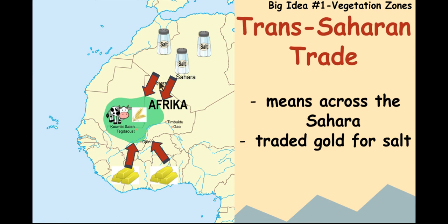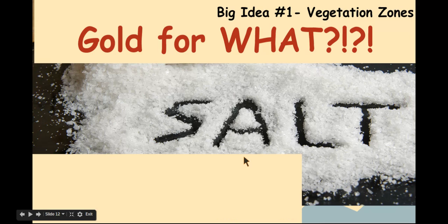Okay, so again, you could see here you've got the salt in the Sahara and the gold in the rainforest, and the trade that started to develop was known as the Trans-Saharan trade. Trans-Saharan literally means across the Sahara. So traders would cross the Sahara Desert into this region in the savanna to trade their salt for gold. Yes, you heard that right. Gold for what? Gold for salt.